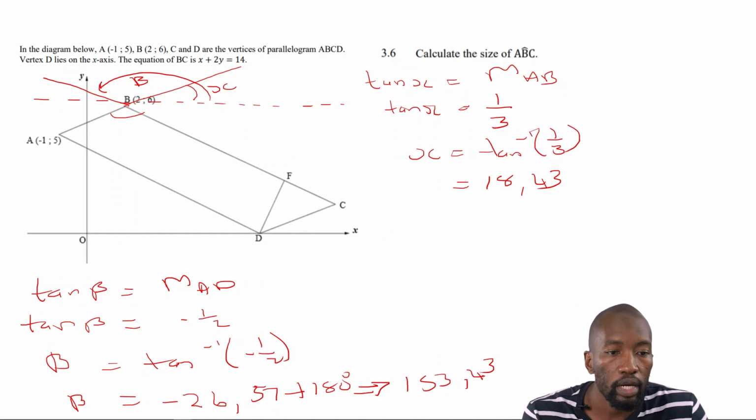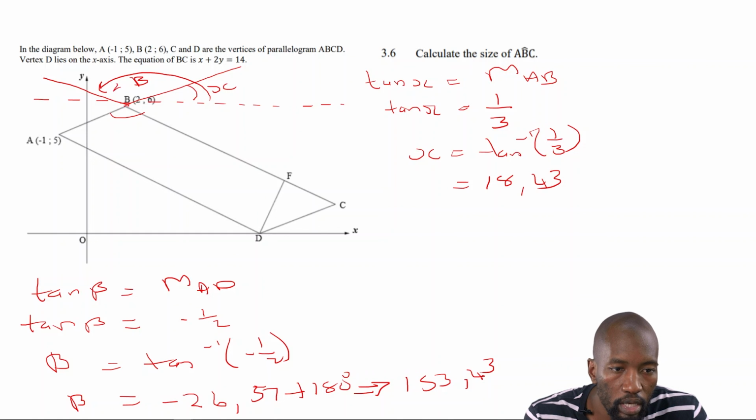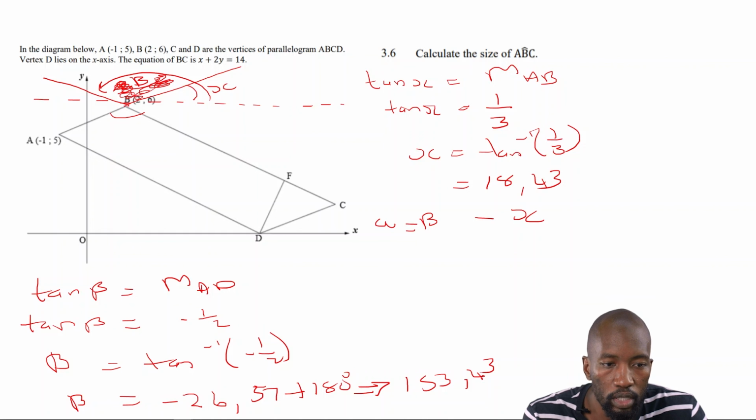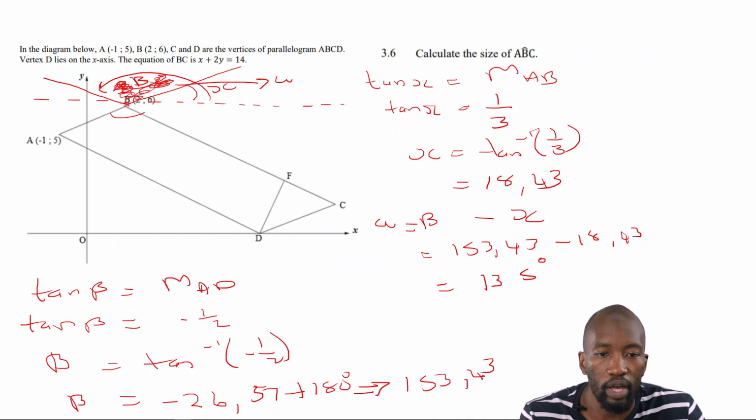153.43. Now all we care about is this guy here, in the shaded region. And how do we do that? That is just going to be beta minus x. Let's call that shaded guy alpha. So alpha will be equal to 153.43 minus 18.43, and that will give you 135 degrees. There you have it. That is the value of B. Now let's carry on.